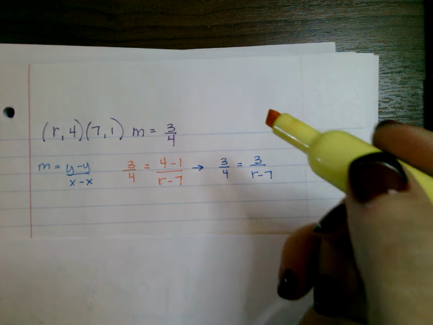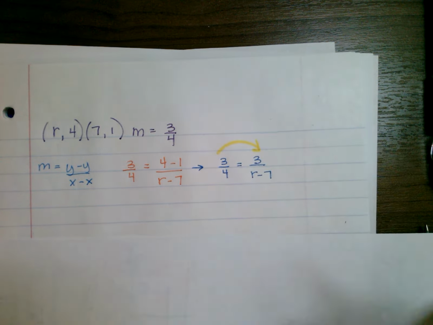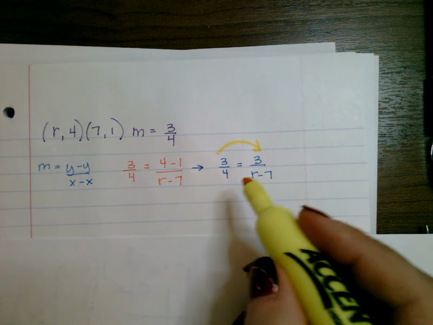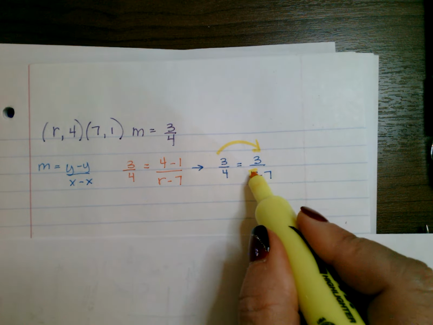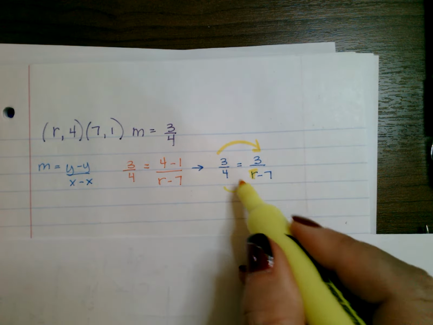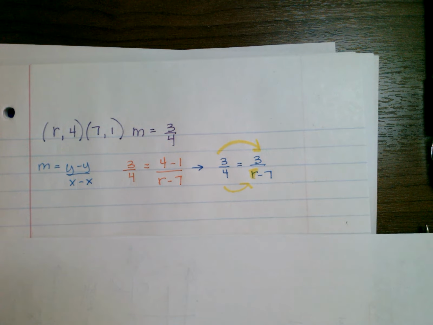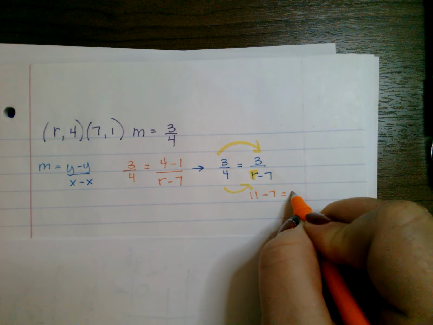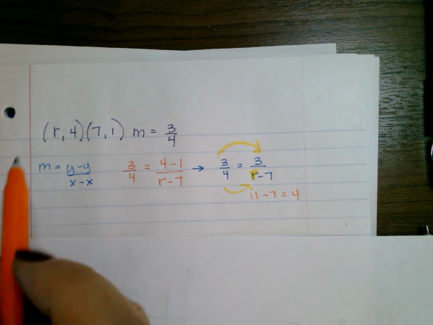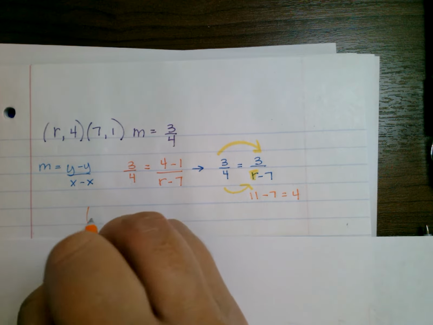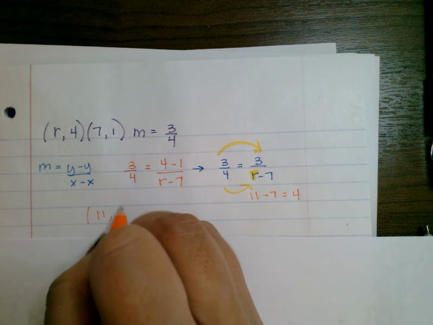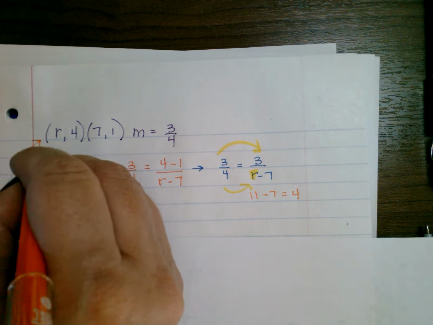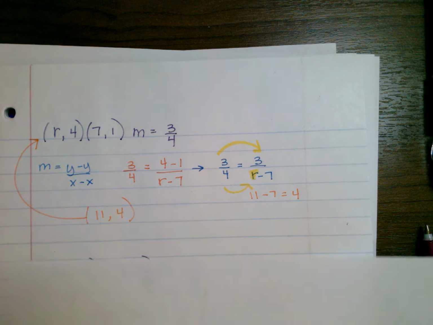Oh, well, this is one I can kind of reason through. I need 3 to stay as a 3. So what number would I have to put in for r so that that denominator would equal 4? I would have to put in 11. 11 minus 7 is 4. Therefore, my ordered pair is 11, 4.